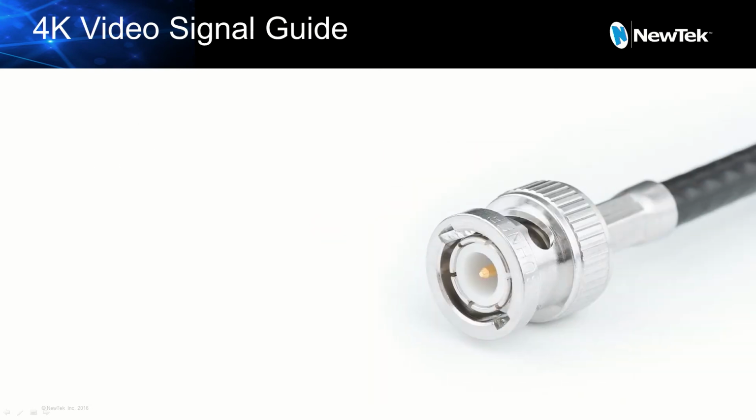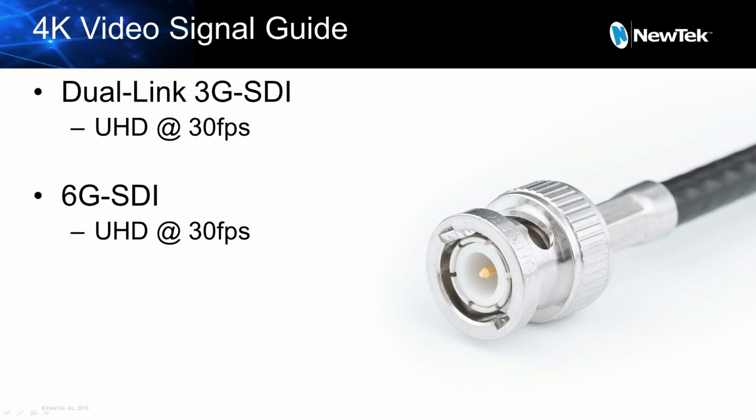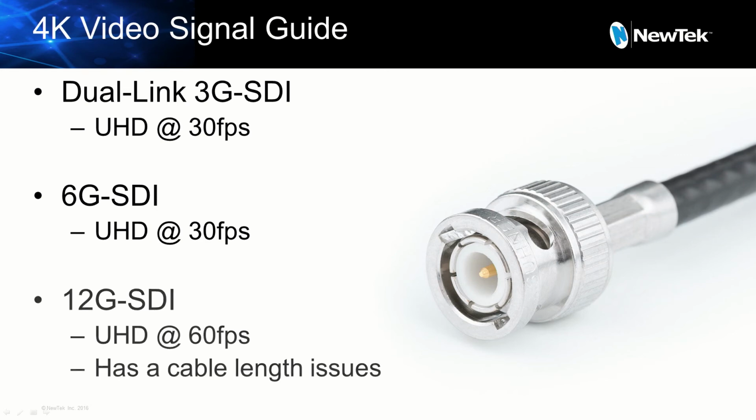Now, beyond that, there are other SDI connector types as well. There is dual link 3G SDI. This allows for up to 30 frame rate in UHD. There is 6G SDI, which is predominantly just on Blackmagic products, and this also allows for up to 30 frame rate in UHD. And then there is 12G SDI, which you are seeing a few other products out there support as well. This supports up to 60 frame rate.